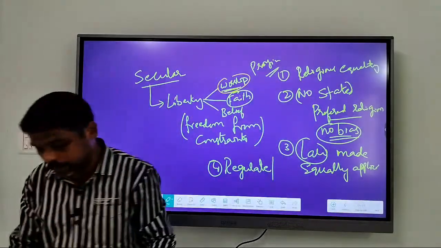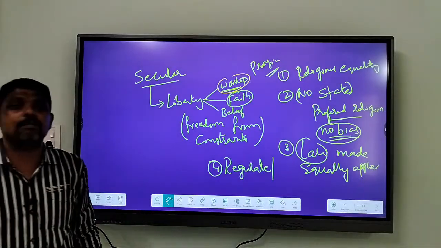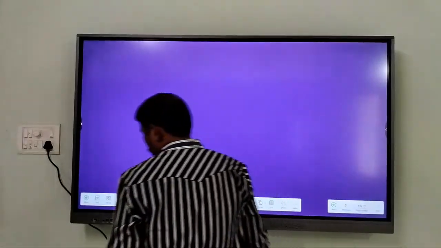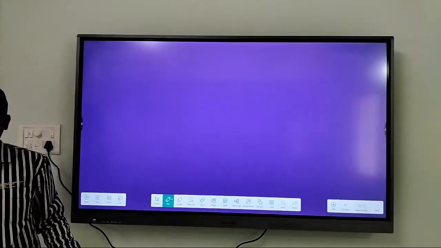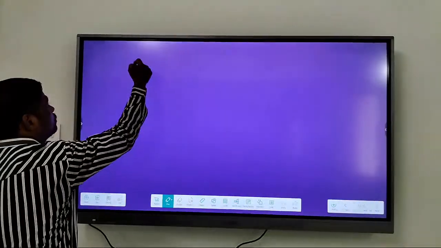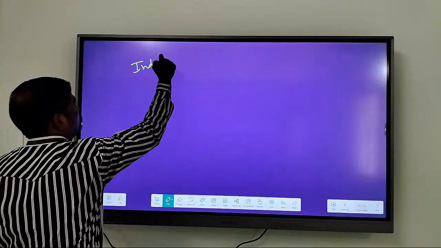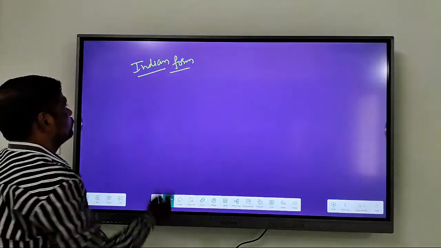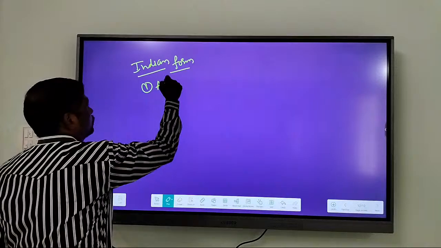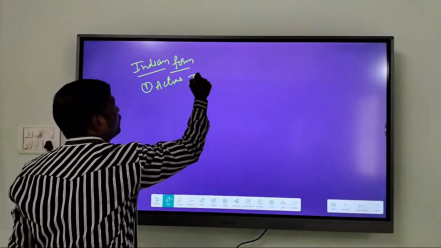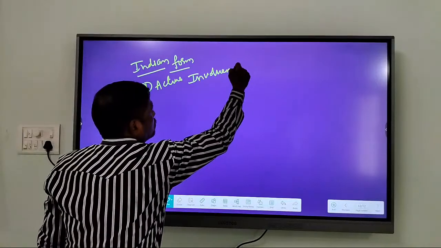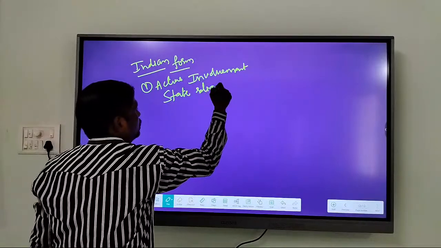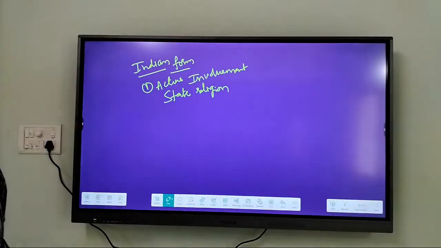So, if you take the difference between the Indian form of secularism and the Western form of secularism, remember there is much difference between them. If you take the Indian form of secularism, we see an active role of the state, an active involvement of the state in religion.